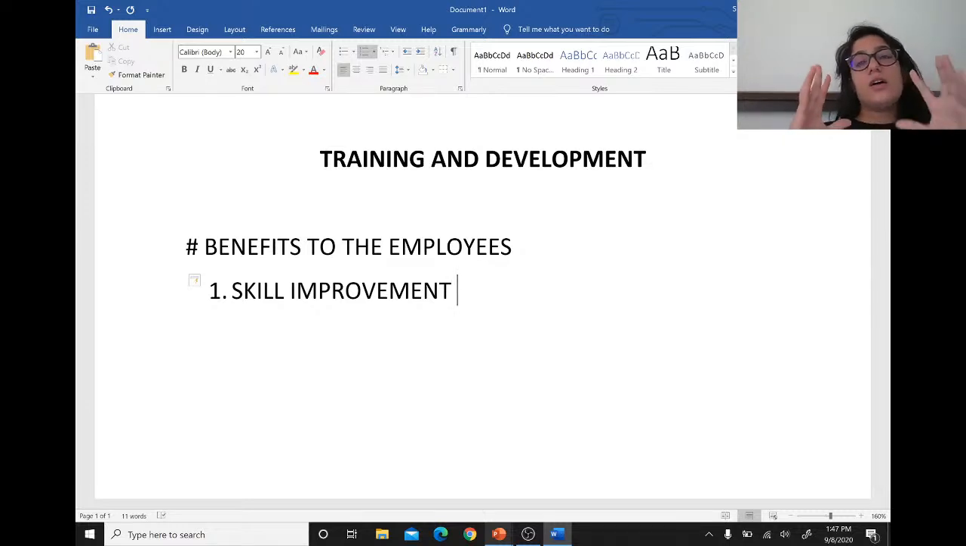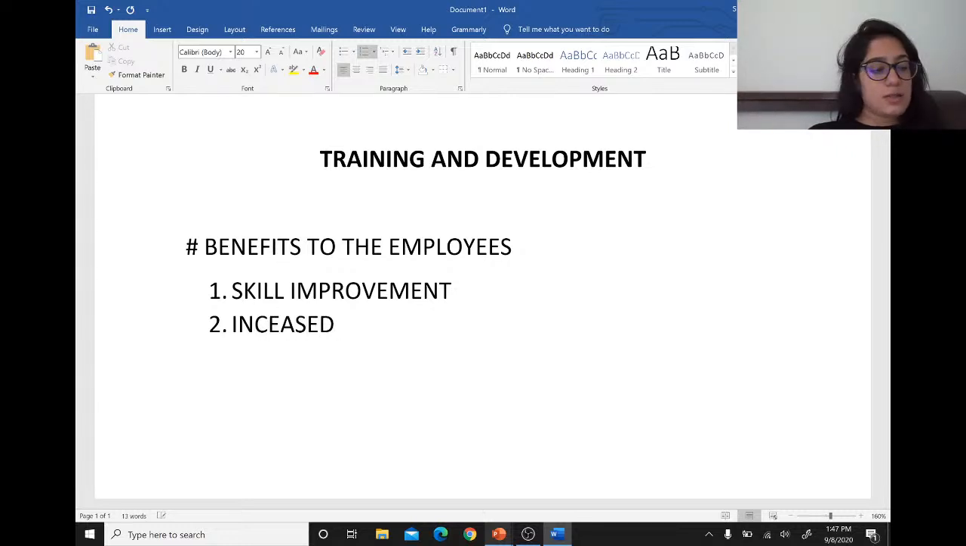Now, when the training and development of the employees is focused upon, it ensures that there is improvement in the skill and the knowledge of the employees by way of training, which leads to a better career for the individual. Then second, it leads to increased performance by an individual, and it helps him to earn more. Then the third one is training makes the employee more efficient.